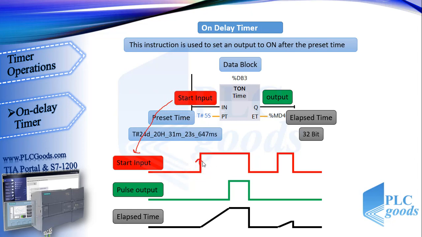When the RLO at the start input changes to 1, this timer starts its work. After preset time, here, when the elapsed time at ET output reaches 5 seconds, the output of this timer will be on. If the input signal changes to 0, output will be off.